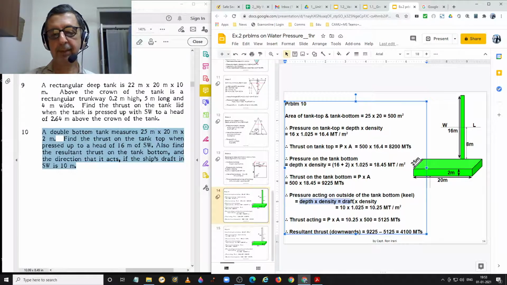Depth into density, or the draft into density, and that is 10 times 1.025 equal to 10.25 metric tons per square meter. The area of the tank bottom we have calculated above equal to 500 square meters. Therefore, the thrust acting on the tank bottom is pressure into area, that is 10.25 into 500 equal to 5125 metric tons. The resultant thrust now is the difference between the thrust on the tank bottom, 9225, and the thrust acting on the tank bottom upwards from the sea, equal to 5125 metric tons, which gives us the answer to be 4100 metric tons.